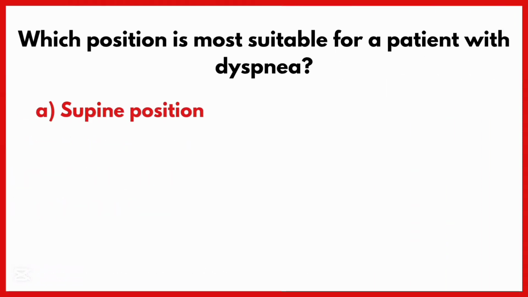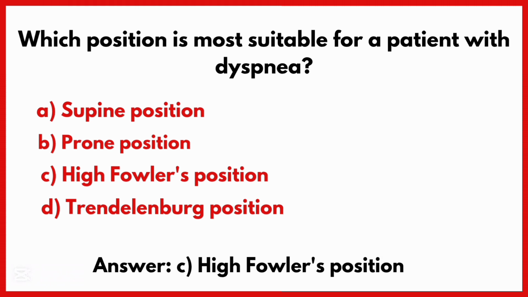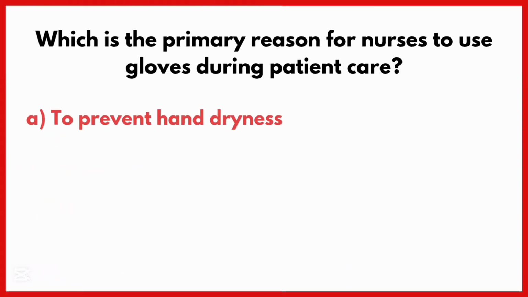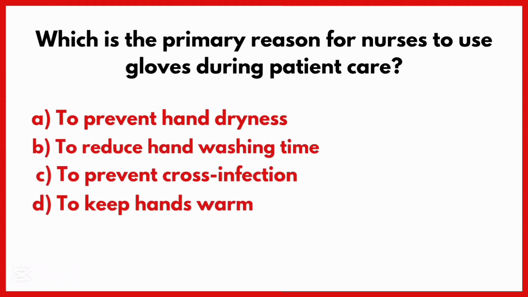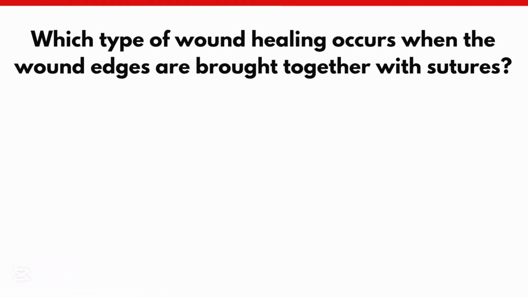Which position is most suitable for a patient with dyspnea? Correct answer is option C, high Fowler's position. Which is the primary reason for nurses to use gloves during patient care? Correct answer is option C, to prevent cross-infection.